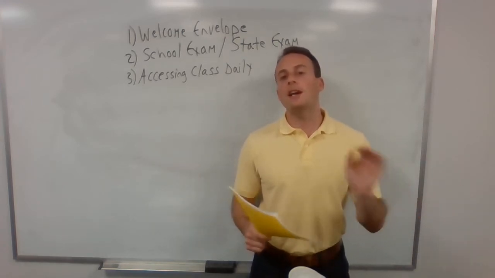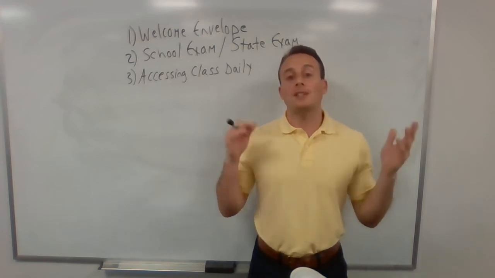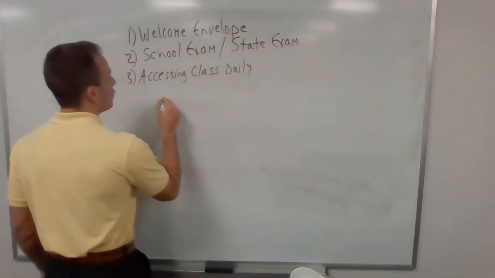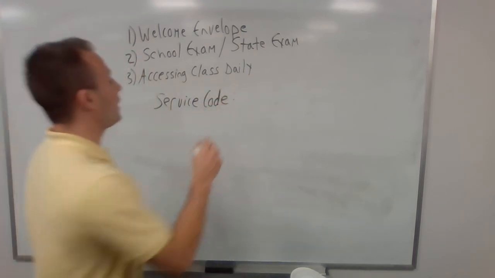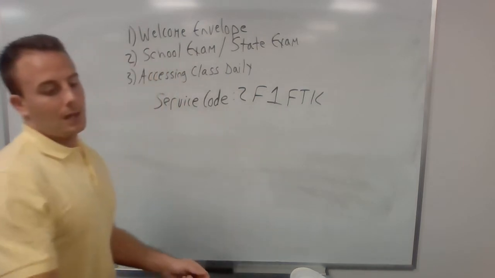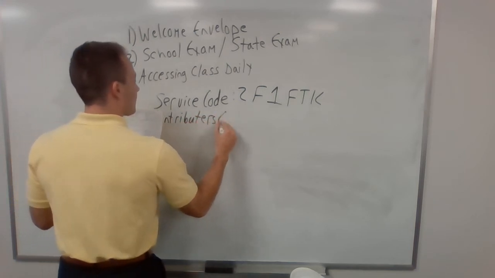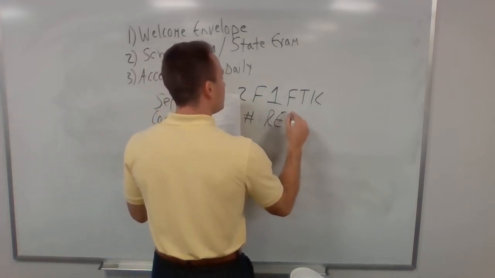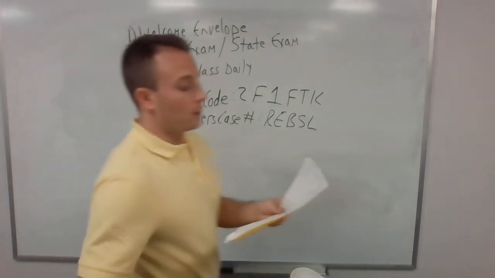There are two very common questions I get from students all the time when they go to sign up for their fingerprints, because some people happen to lose this form. They will ask me, I went to the Identigo website, and they're asking me for a service code and a contributor's case number. The service code for your fingerprints is 2F1FTK. And the contributor's case number is REBSL. Those are the two things they're going to ask you for when you sign up for your fingerprints.